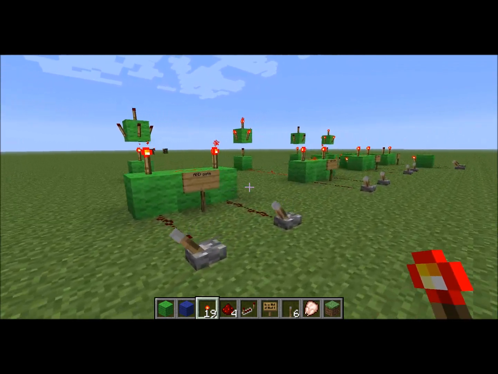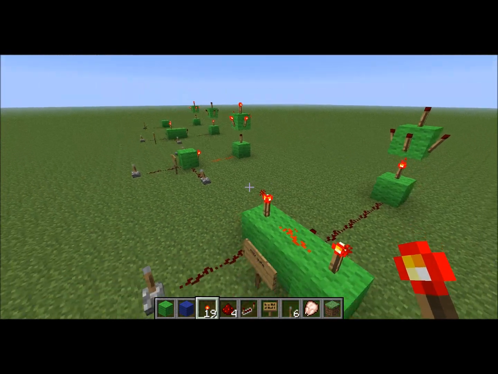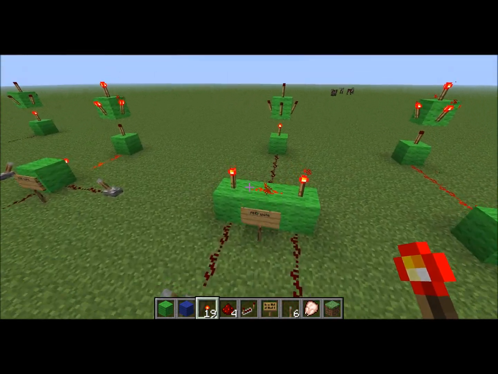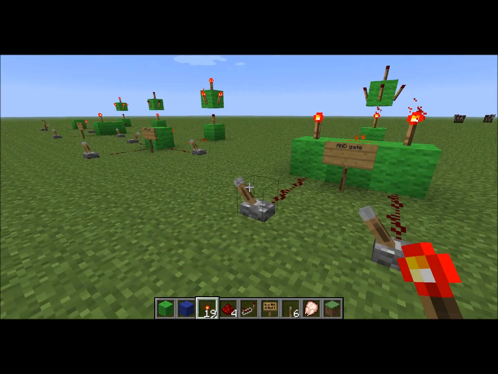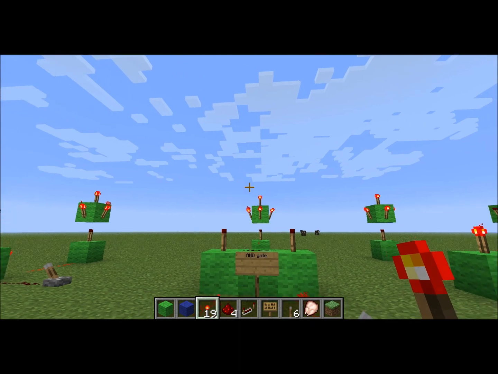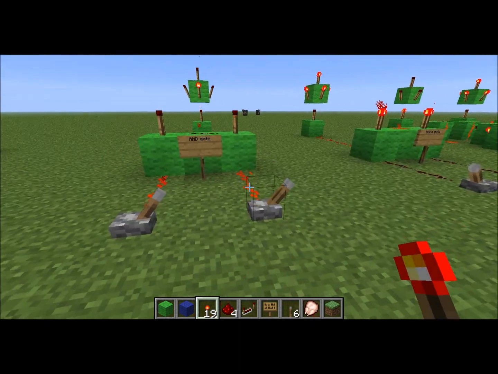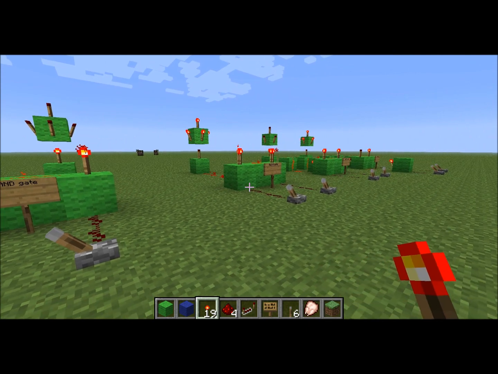And this is an AND gate. This is pretty much the most common gate that you'll run into while doing things in Minecraft. What it does is it will only be on if both of these are on. So it's pretty simple. One on doesn't do anything. Two on does it. And it's also simple to build, so that's a good thing.